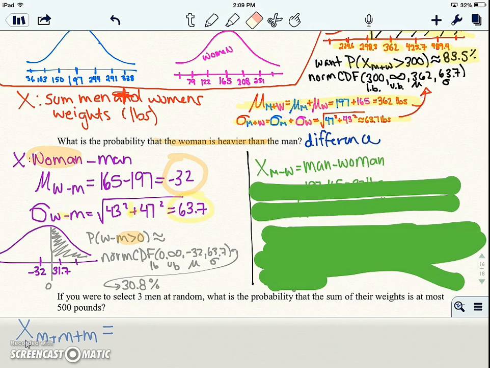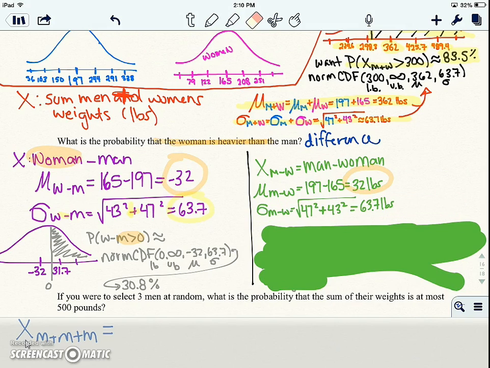So here's the deal. X is now the difference of the man minus the woman. Okay, we find our average, or our average difference, and this time it's a positive 32 pounds, which tends to make people happier. So if you always like to have a positive something, fine. And then in this case, for the woman to be heavier than the man, I already did the standard deviation, it's the same.